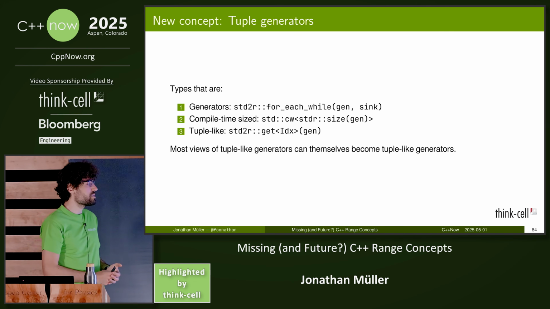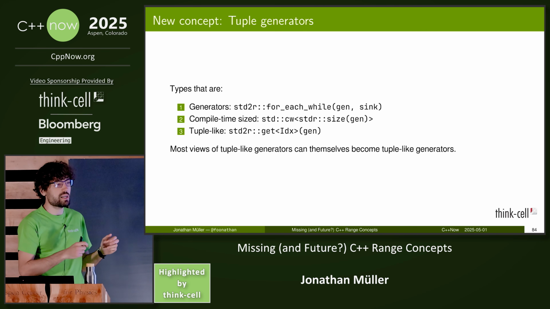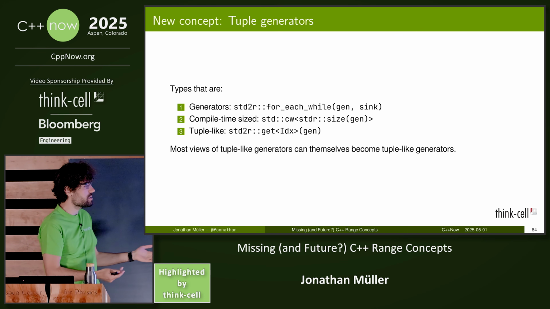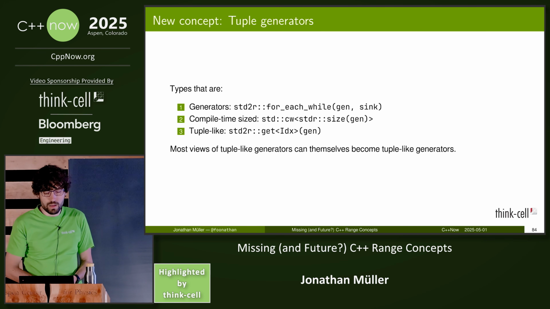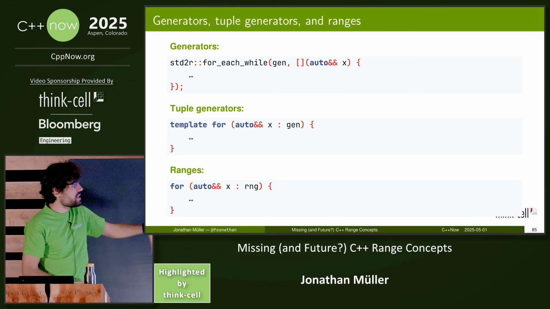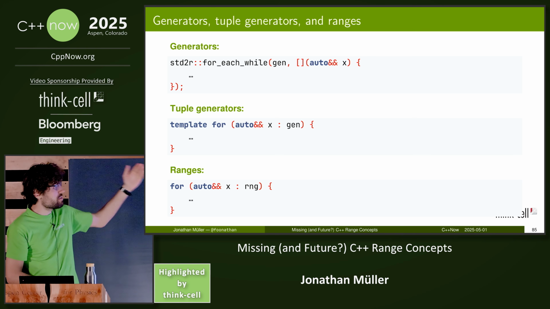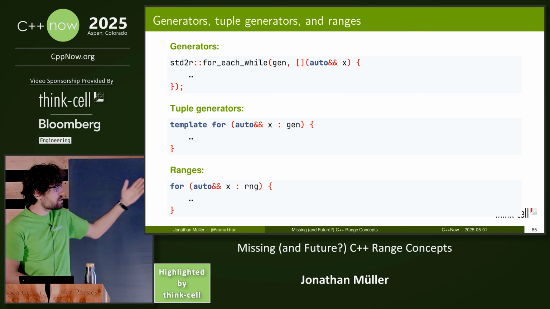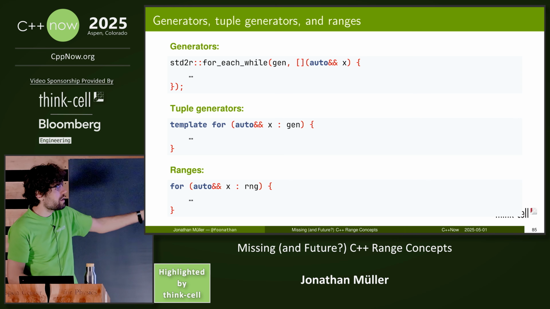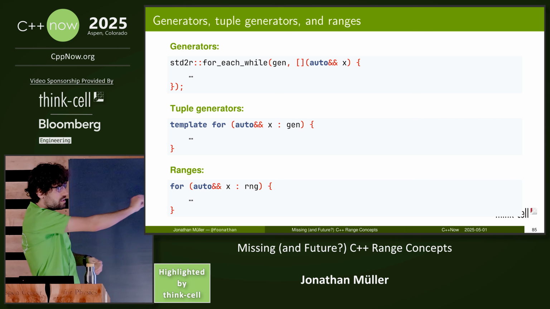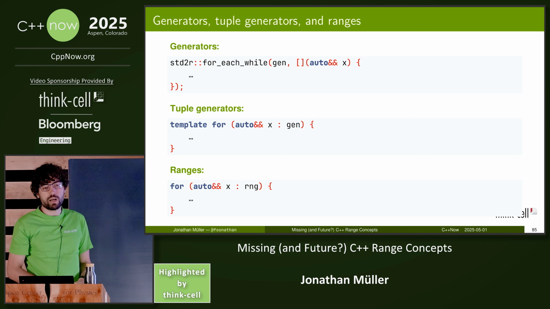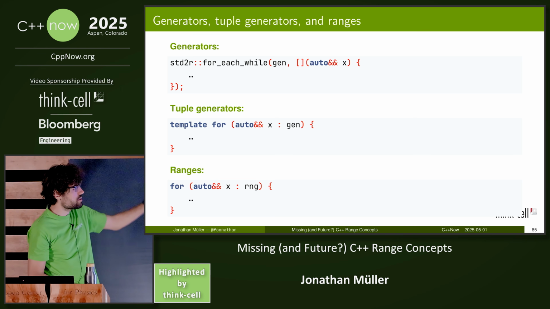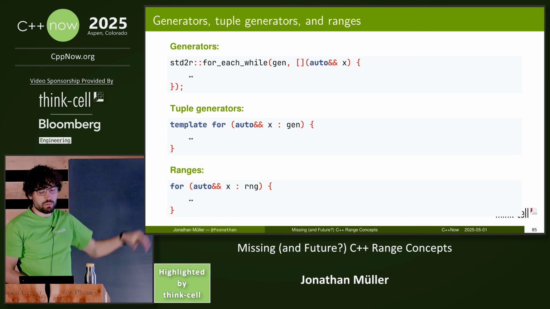So a tuple-like generator is sort of the random access equivalent to an input range, right? So we've got generators, which are sort of input ranges, and tuple-like generators, which are random access ranges, because we can get random access just only at compile time. And so this is a really nice comparison. For a generator, you can call for each while. With a tuple generator, you can call template for, upcoming in C++ Now, it just does unrolling of each element. And for a range, you can use the regular range-based for loop. And so this is sort of the difference in power of the three concepts.